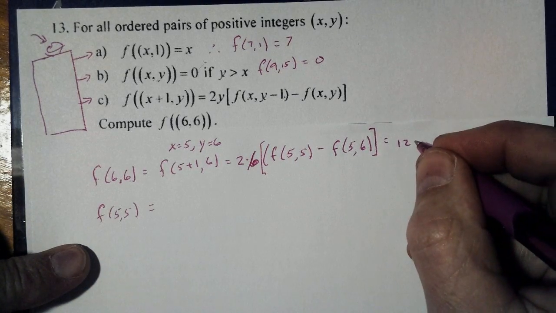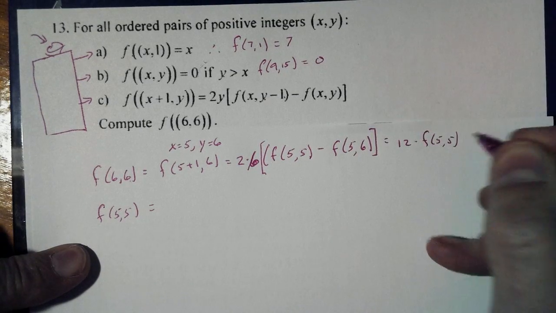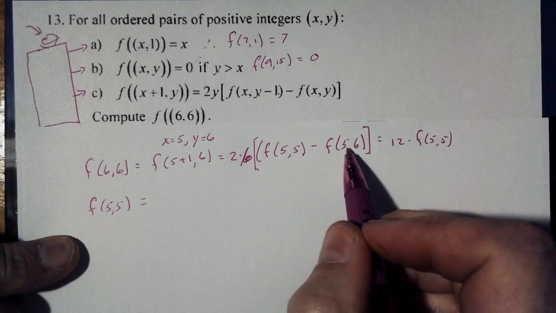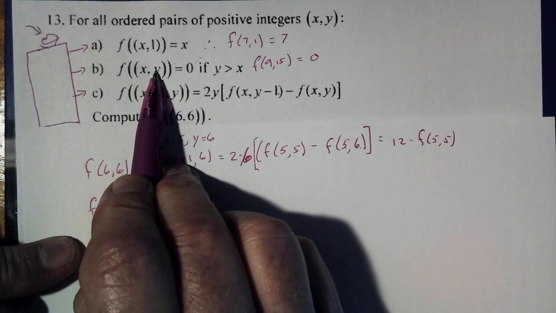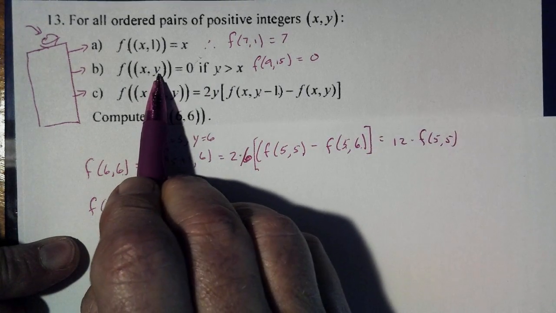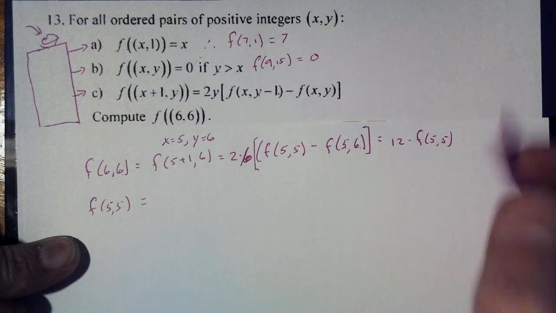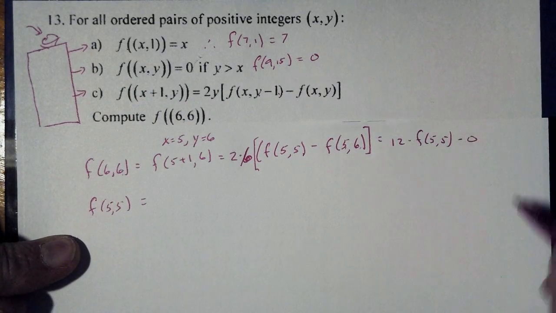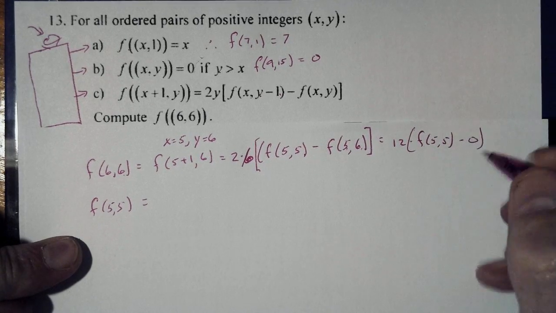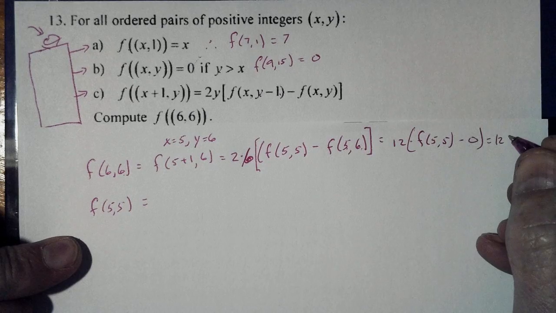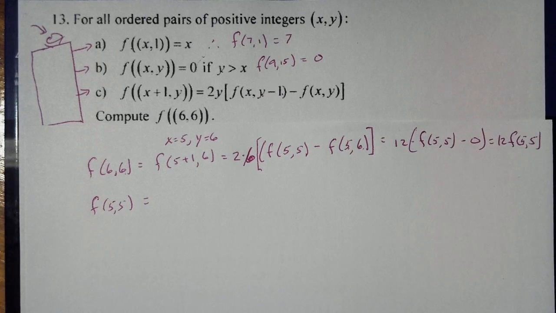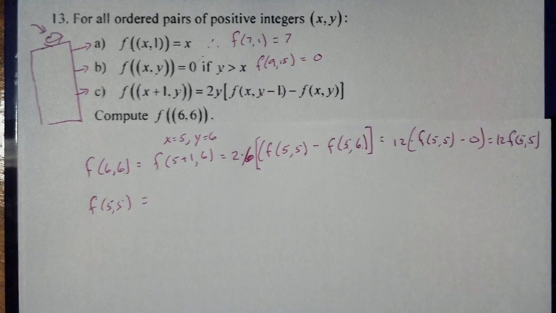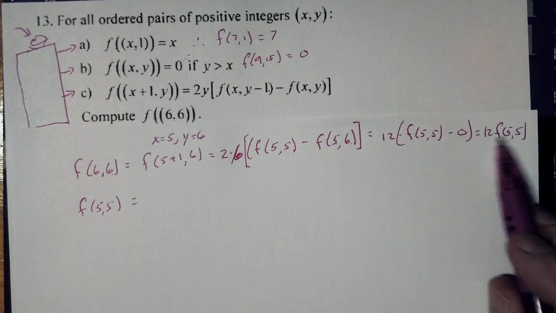But here's the good news. We get 12 times F of 5, 5. But here's the big payoff on this. 5, 6 gets treated with B. And because 6 is bigger than 5, Y is bigger than X, that's 0. So we get 12 times F of 5, 5 minus 0, or 12 times F of 5, 5. And now I think we kind of see a pathway on how we're going to get there. If I knew that F of 5, 5 was 11, my answer is 12 times 11.